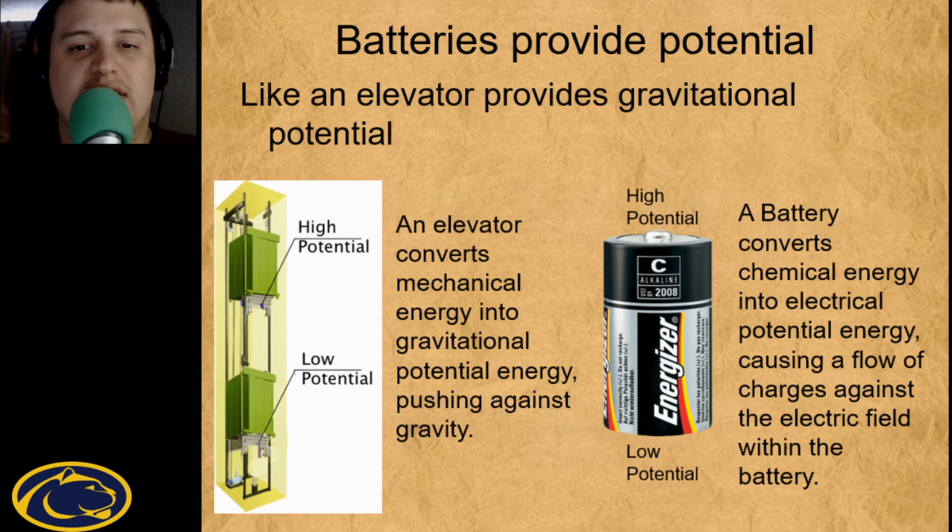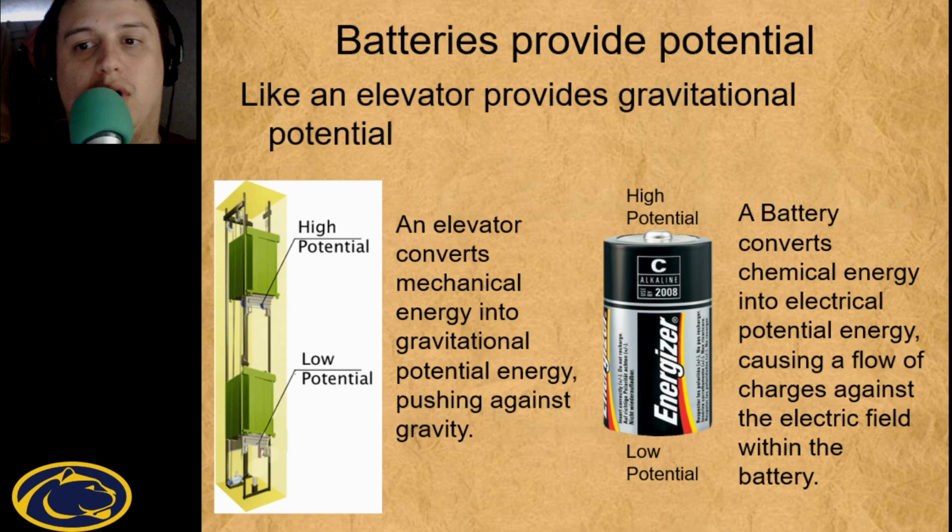In the case of the battery, it converts chemical energy into electrical potential energy, causing a flow of charges against the electric field within the battery. That's why you see this battery says alkaline on it. You can see lithium batteries as well. There are nickel cadmium batteries. There are lots of different kinds of batteries. Even your phone has batteries, and they're all very different each time. Each one has a different amount of potential to it. Since each one has a different amount of potential, that means you can have more or less charge in each one of those objects.